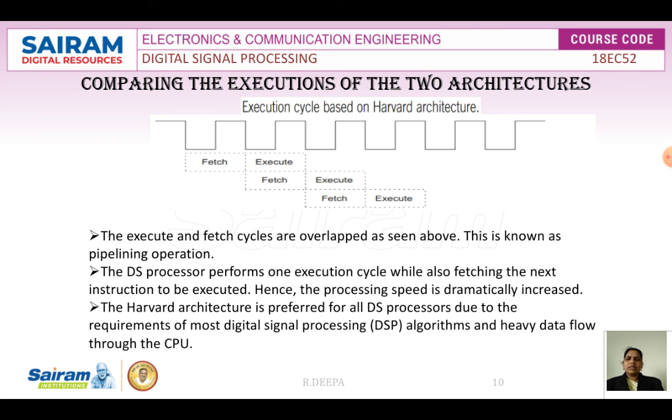Okay, and this Harvard architecture we are going to prefer for all the digital signal processors. As I told, it is going to fulfill all the requirements of the digital signal processing algorithms, and also it concentrates on the heavy data flow through the CPU. So this particular architecture has all the features of the digital signal algorithms we are going to execute.